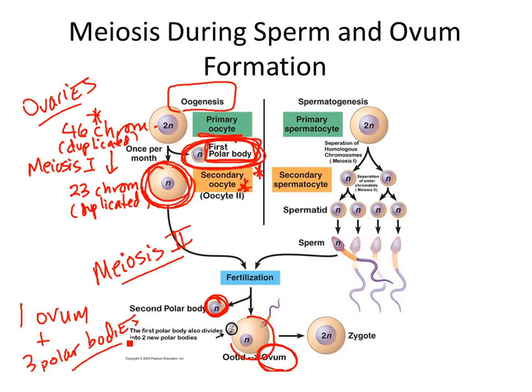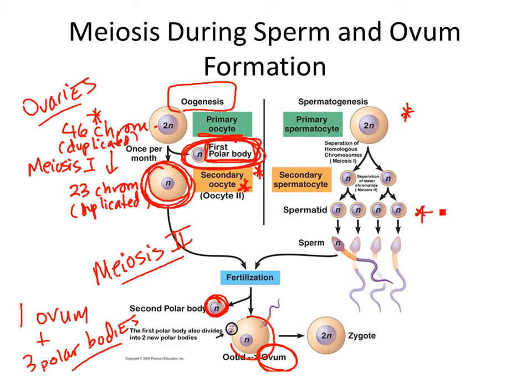That's in contrast to what you see over here with spermatogenesis, where for every primary spermatocyte you start off with, you wind up with 4 haploid spermatids, each of which has 23 chromosomes, and each of those spermatids can be functional.